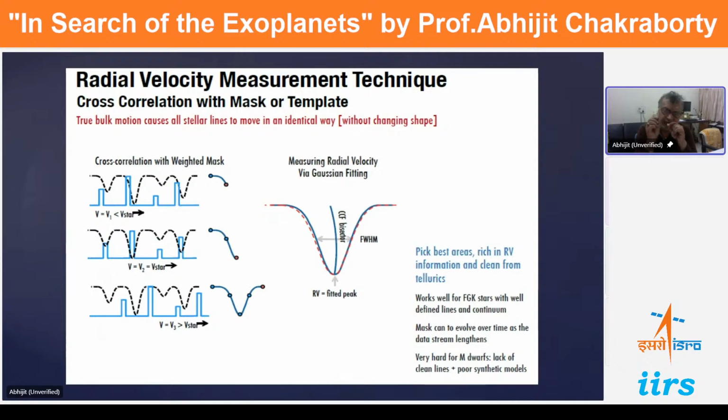All these lines are coming from that thin region, and we choose those lines by putting a mask on the spectra, and then see how these lines are behaving over time at T1, T2, T3, and that is what is shown here. Then we do the cross correlation, get the cross correlation function, and find out the RV fitted, the lowest point of the absorption feature, the fitted peak. This is measured from time to time to figure out whether the star is wobbling or not at a level of a few meters per second or a few centimeters per second.